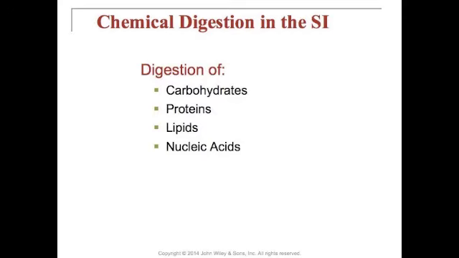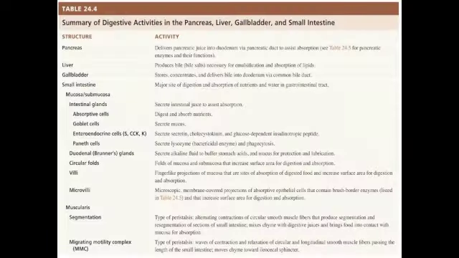The completion of digestion of carbohydrates, proteins, and lipids is a collective effort of pancreatic juice, bile, and intestinal juice in the small intestine. So that brings us to table 24.4 on page 980. And this table is a summary of the digestive activities in the pancreas, liver, gallbladder, and small intestine. So as usual, I will have you review this table on your own time.